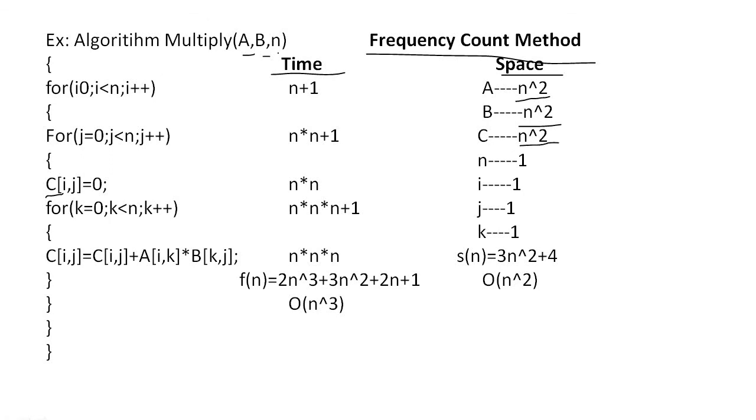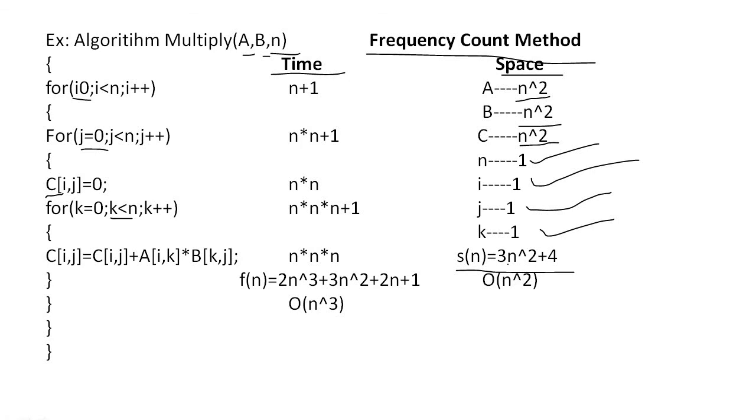And what are the fixed variables? n is there, i is there, j is there, k is there. So for n, 1 word of space, for i, 1 word of space, for j, 1 word of space, for k also 1 word of space. Total space required: n square plus n square plus n square plus 1 plus 1 plus 1 plus 1, which is 3n square plus 4. What is the order of this function?